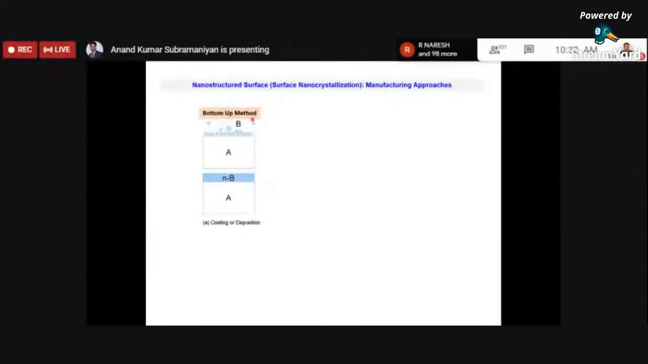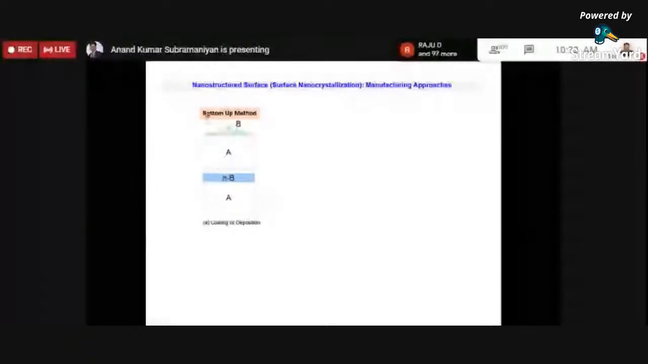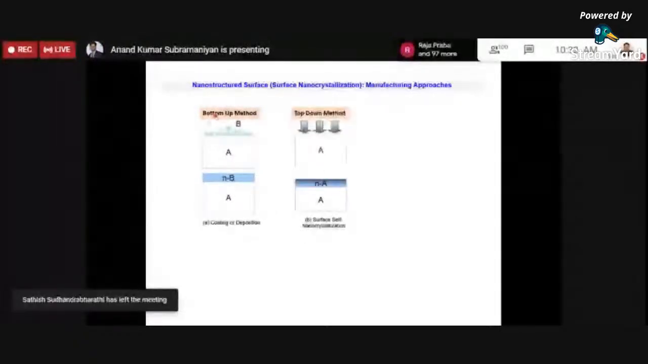Bottom-up method is because we are depositing layer by layer, okay? Like you are building from the building blocks of particles. That's why the name bottom-up method. Right, but now you also have what is known as the top-down method, right?